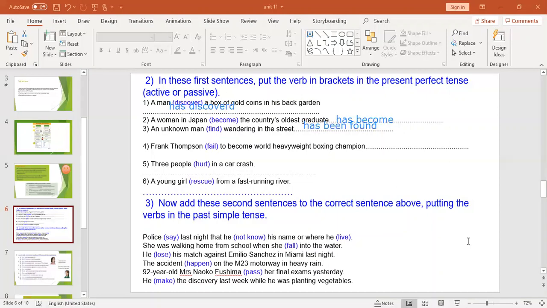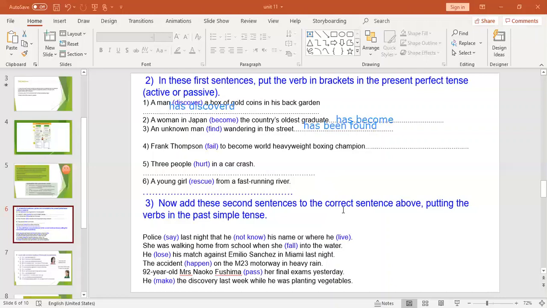For example, here again, a man has discovered a box of gold coins in his back garden. With a quick look at the sentences, actually here pronouns can be very helpful. We find that the last sentence is the one that suits to complete the meaning. He made the discovery last week while he was planting vegetables. Vegetables, that garden. He, man, discovery, the discovery of the gold coins. This is what I meant, and pronouns can be very helpful to connect things together.